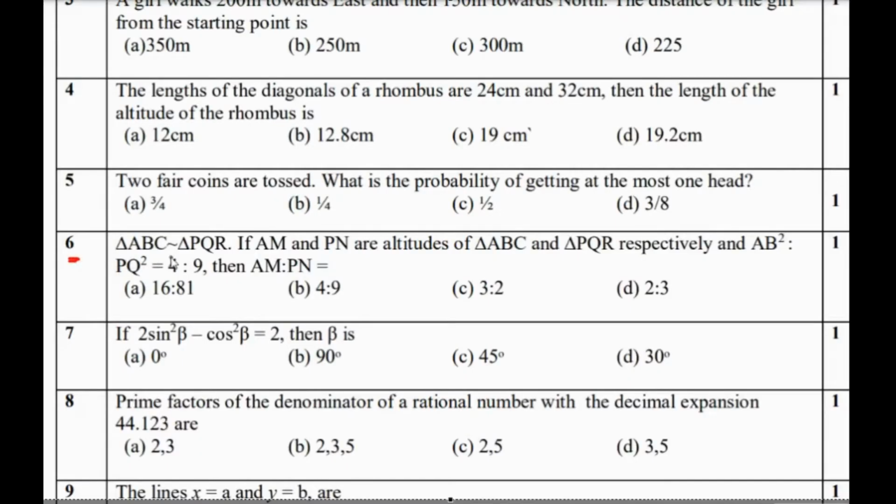Sixth question, triangle ABC is similar to triangle PQR. If AM and PN are altitudes of triangle ABC and PQR respectively, and AB square is to PQ square is 4 is to 9, we have to find the ratio of the sides AM is to PN. We know that ratio of altitudes is equal to ratio of sides of similar triangles. So AB is to PQ should be equal to AM is to PN. But here we have been given AB square is to PQ square. So we have to take the square root of 4 is to square root of 9, which is nothing but 2 is to 3. So correct option for sixth question is D, 2 is to 3.